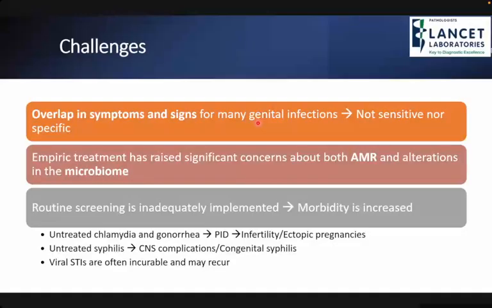And then routine screening is inadequately implemented, and this increases morbidity. Untreated chlamydia and gonorrhea can lead to PID, infertility, and ectopic pregnancies. Untreated syphilis can complicate, with congenital syphilis, which we are seeing sort of a resurgence of, and CNS complications like your neurosyphilis. Viral STIs are often incurable and may recur.